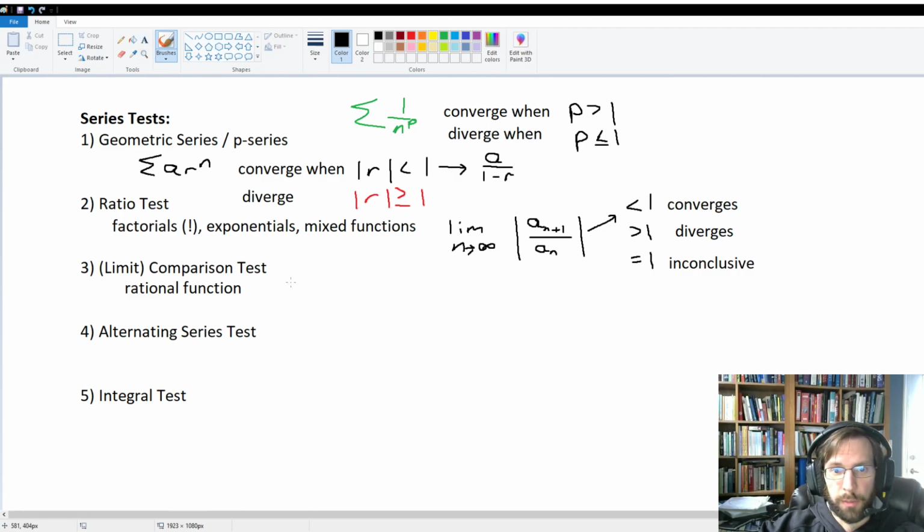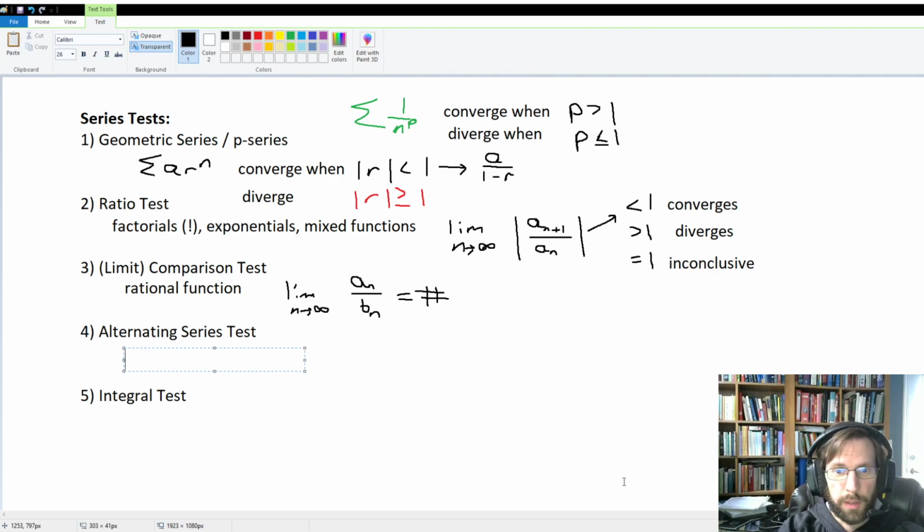And with limit comparison test, you take the limit as n goes to infinity of the series you are interested in, divided by the series you know, because it's a geometric series or a p-series. And if this is a positive finite number, they both do the same thing. So that means if the p-series diverges, the series you're interested in also diverges, but if it converges, the series you're interested in also converges.